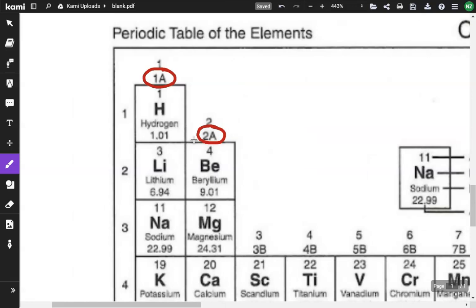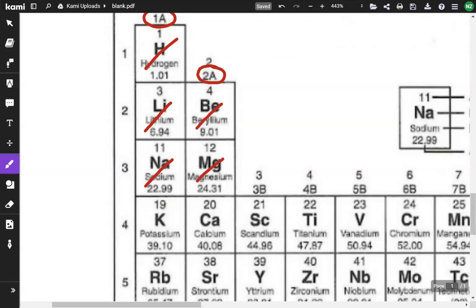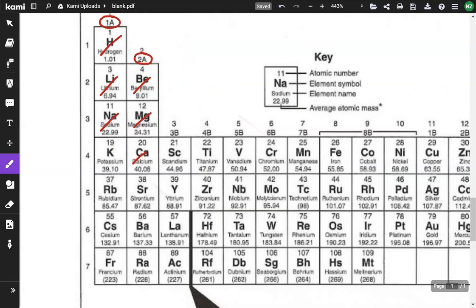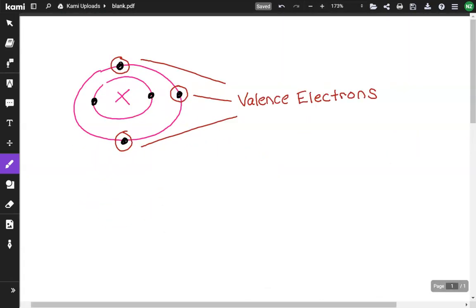So for example, hydrogen, lithium, sodium all have one valence electron. Beryllium, magnesium, calcium all have two valence electrons, and so forth. Okay, so those are valence electrons. Those are an important concept that you need to know.